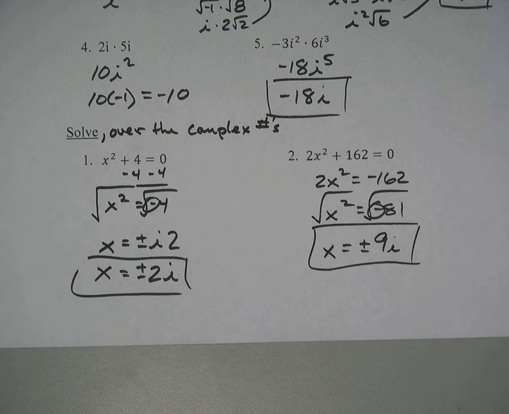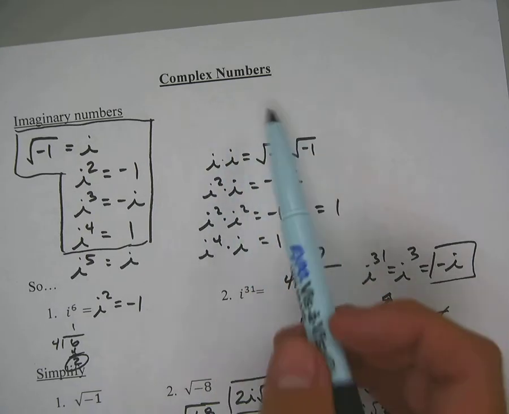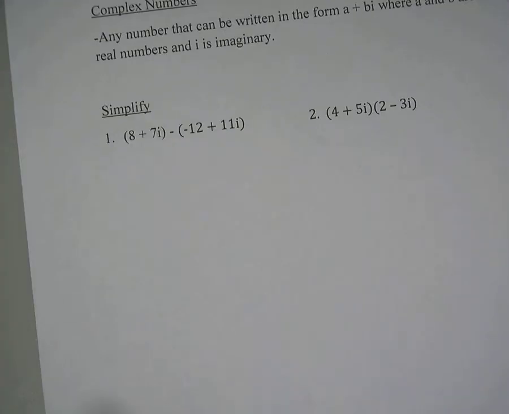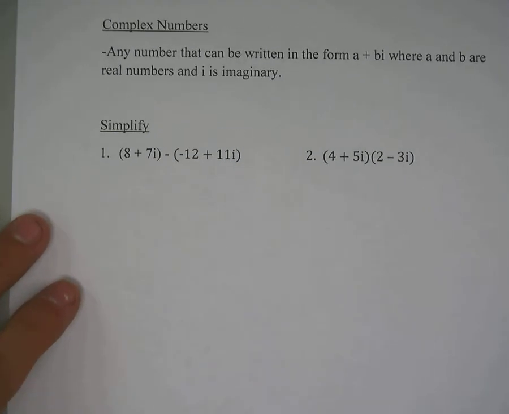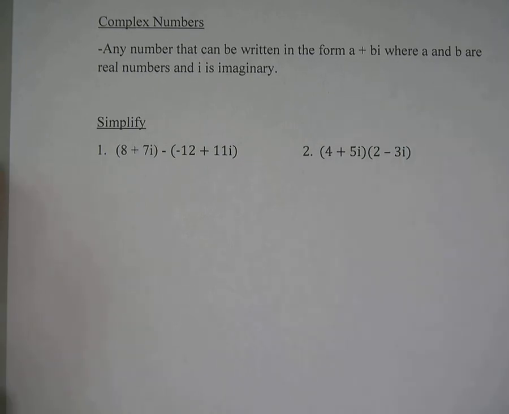So that leads us into what is this thing called complex numbers? I mean, it says complex numbers here, it says complex number here. Let's talk about it. Well, a complex number is any number that can be written in the form of a plus bi, where a and b are real numbers and i is imaginary. So a complex number is essentially just a combination of a real number and an imaginary number together. An imaginary number is just that imaginary value that we've been dealing with so far. A complex number involves a real number also.